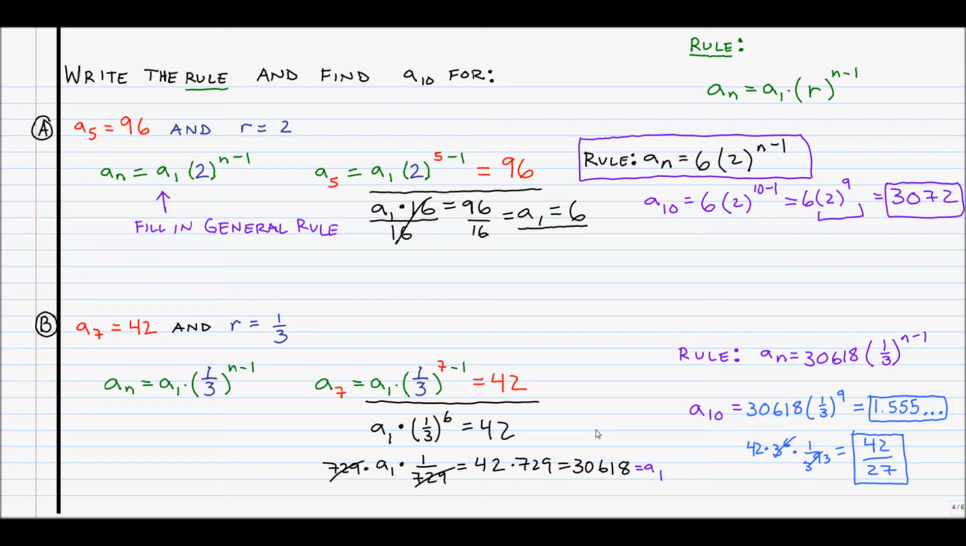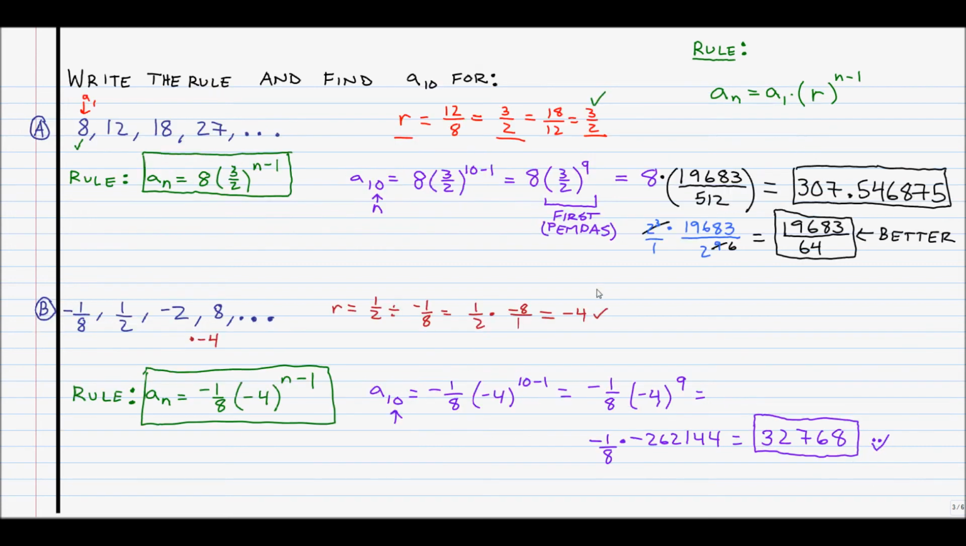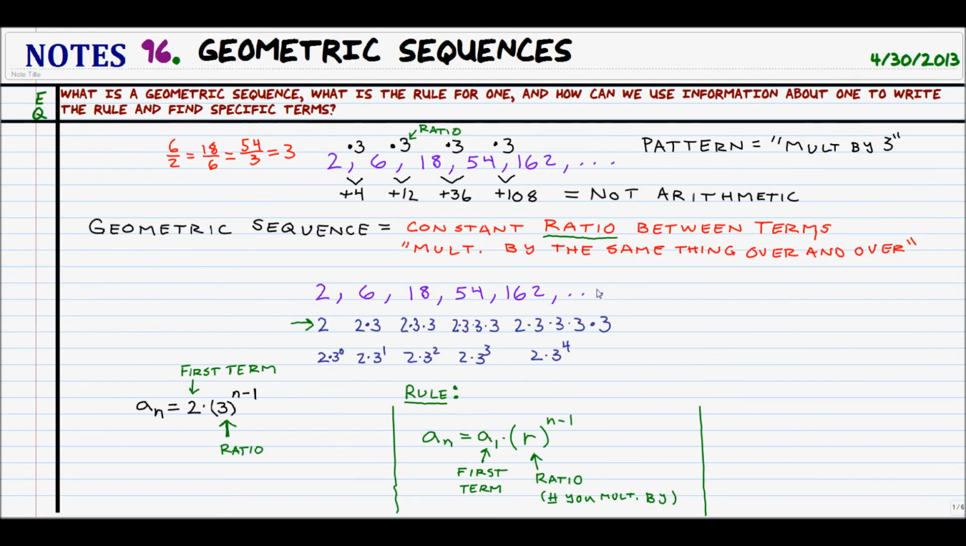So let's go back here and take a look at what we did. To start off this lesson, we started by talking about this not really new kind of pattern, but this other kind of pattern that's pretty fundamental and useful, called a geometric sequence. It's where you multiply the same thing over and over again. We talked about how it could develop and how you could see where this rule came from, and found out the rule was a sub n equals the first term times r, that ratio, that thing we multiplied by, to the n minus 1 power.